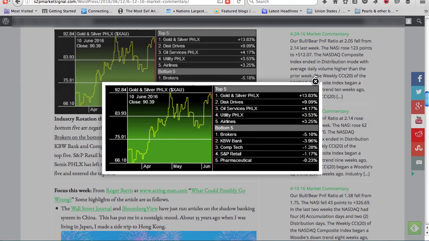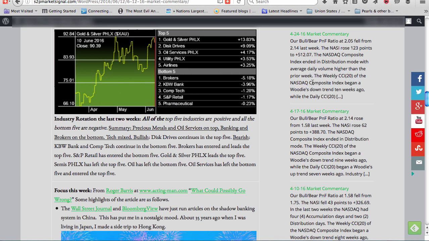Industry rotation the last 2 weeks. All of the top 5 industries are positive, and all of the bottom 5 are negative. Summary: precious metals and oil services on top, banking and brokers on the bottom. Tech mixed. Bullish, disk drives continues in the top 5. Bearish, KBW Bank and Comp Tech continue in the bottom 5. Brokers has entered and leads the top 5. S&P Retail has entered the bottom 5.